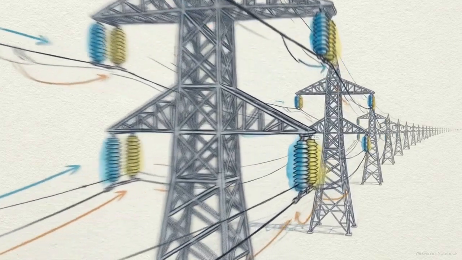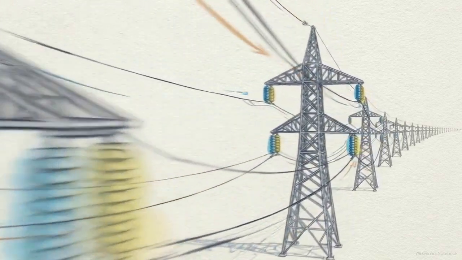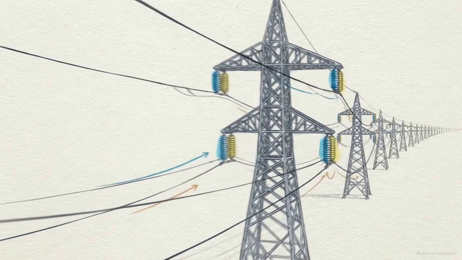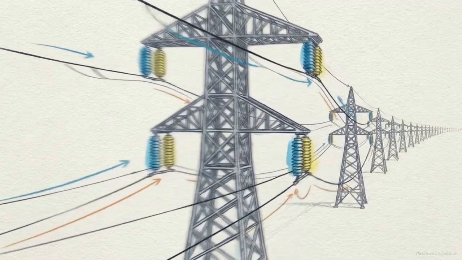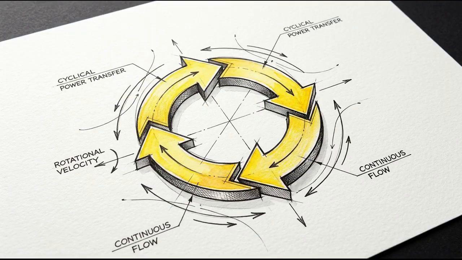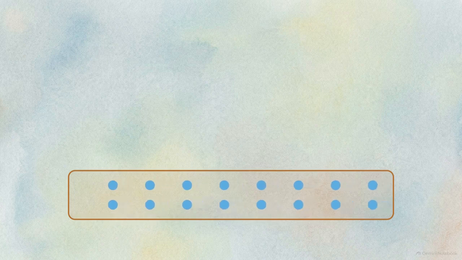While DC's unwavering direction is ideal for stored and electronic power, pushing a constant flow over hundreds of miles is highly inefficient. That inefficiency is why the large-scale grid relies on a different method of transmission. This brings us to a more dynamic system, alternating current. AC is a current where both the direction and the magnitude are continuously changing over time.